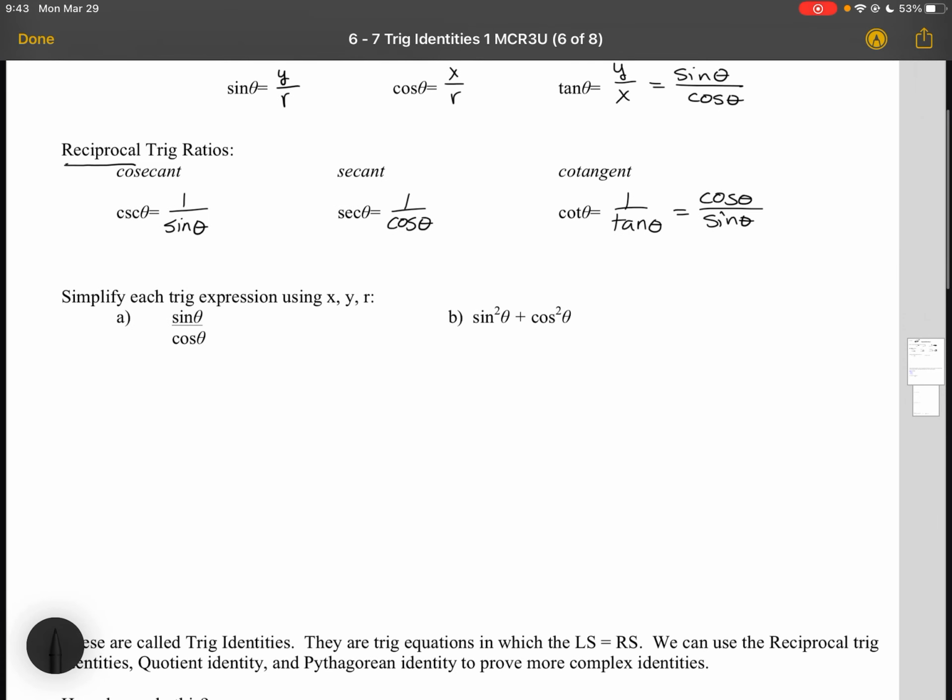So let's simplify each of these trig expressions using those three parameters that we have, x, y, and r. So sine theta, I know, is y over r. Cos theta, I know, is x over r. So rewriting that as a division statement, I've got y over r divided by x over r. Now I can invert and multiply. Canceling out the r's leaves me with y over x, which I know is equal to tan theta. This is called the quotient identity.